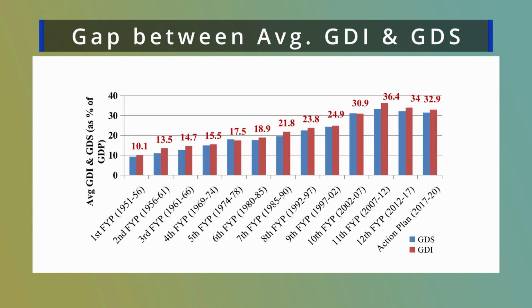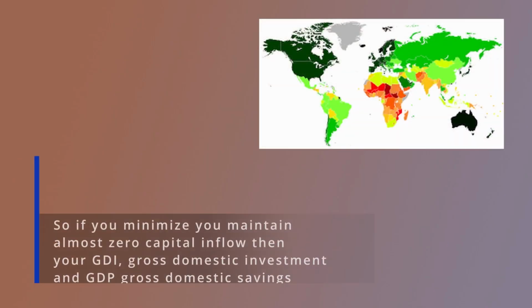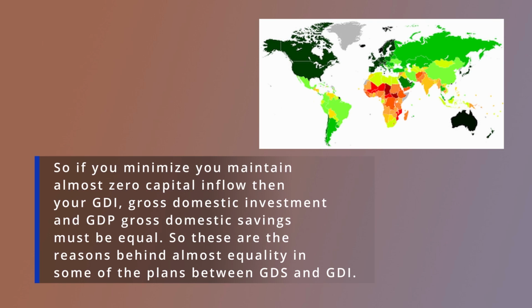Now, the question is why they remained the same during the 5th five-year plan. The reason is that during the 5th five-year plan, you can remember the objective was import substitution and self-reliance. That means by the terminal year of the plan, the objective was to minimize the foreign inflow of capital. So if you maintain almost zero capital inflow, then your GDI, gross domestic investment, and GDS, gross domestic savings, must be equal.